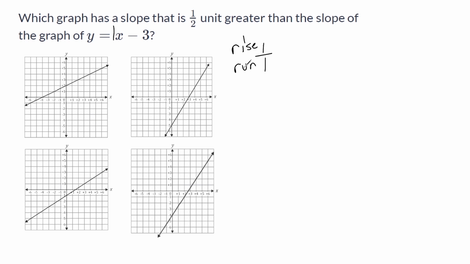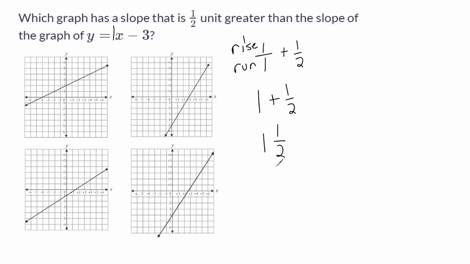Now what we have to do is figure out which of these graphs has a slope that is 1/2 a unit greater than this slope of 1/1. So basically what we're doing is we are adding 1/2 to 1 whole. Now if we take 1 whole and just add 1/2, that would be 1 and 1/2.